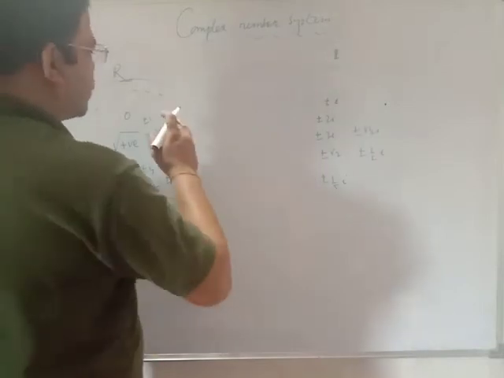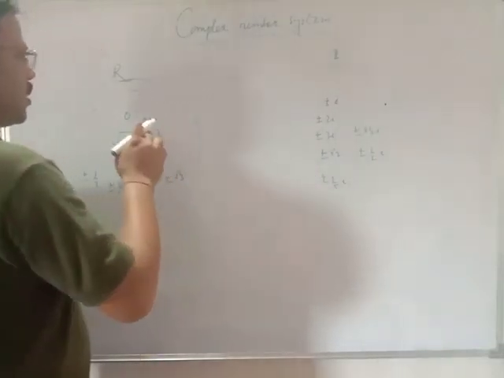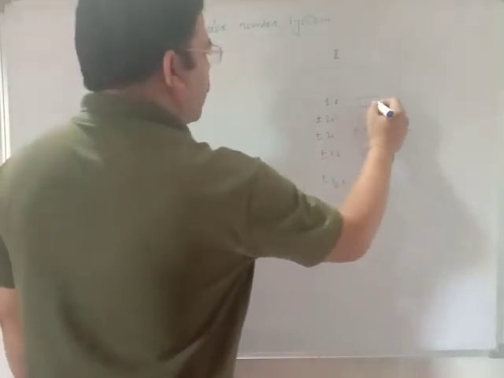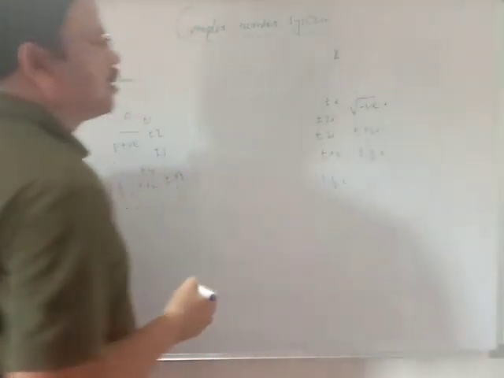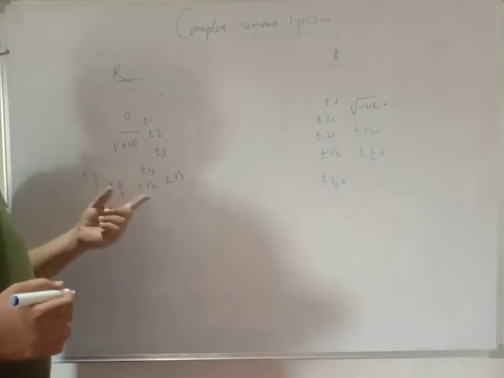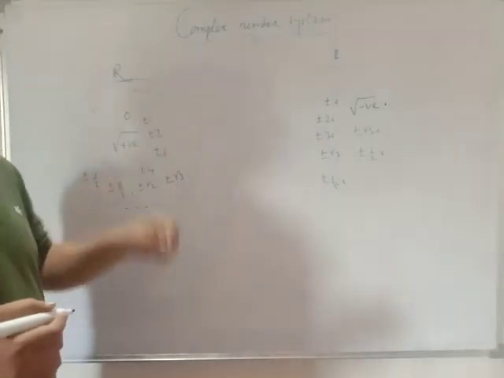So this is the set of real numbers, which is the square root of all positive numbers, and this is the square root of all negative numbers. So there is no coincidence, no intersection between this set and that set.